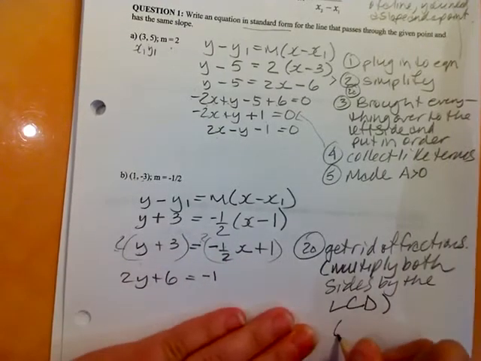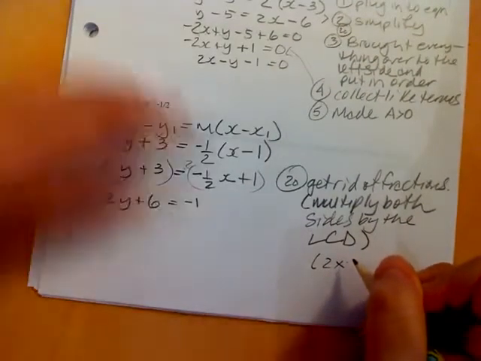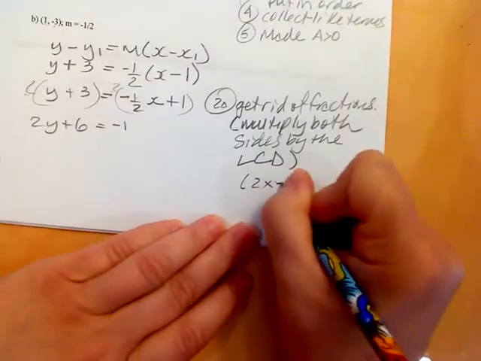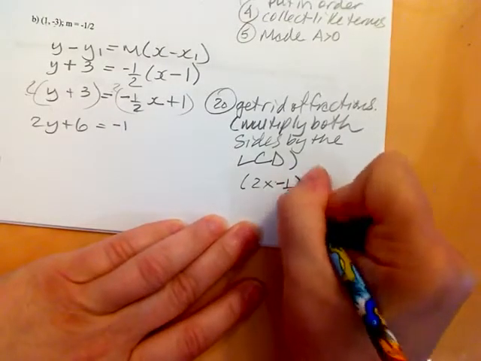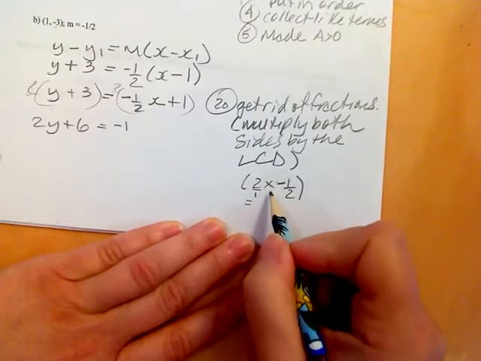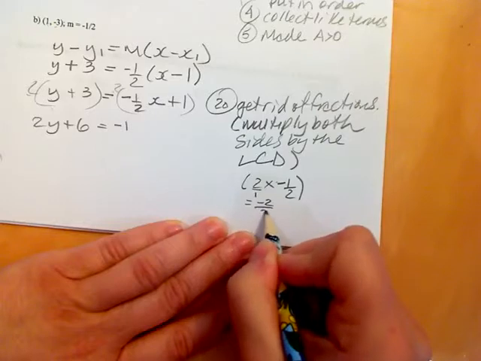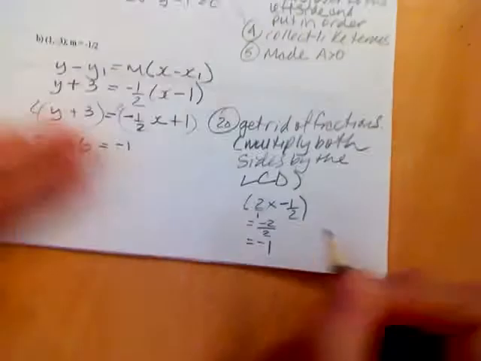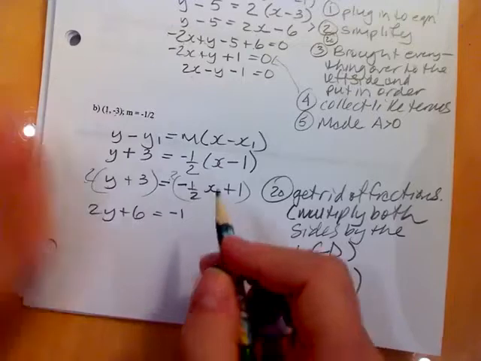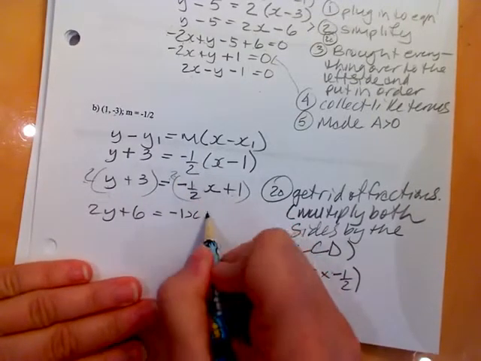Let me just do that here. 2 times, make sure you can see this, 2 times negative 1/2, right? That's the same as 2 over 1 times negative 1 over 2, so that's negative 2 over 2, which reduces to negative 1. So that's where that negative 1 comes from. And then negative 1x, and then 2 times positive 1.